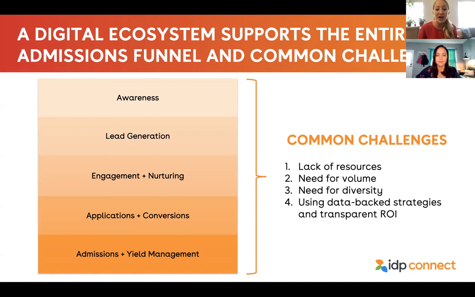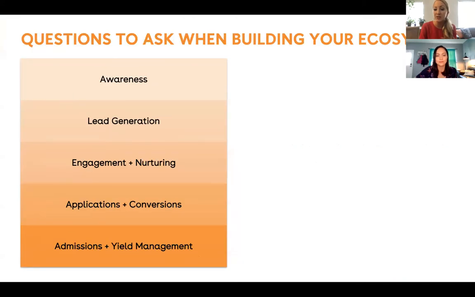So the ability to track everything you do is so critical so that you can keep your senior leadership informed and easily understand the ROI of your efforts. So in order to begin addressing these challenges and optimizing your digital ecosystem, there are several questions that you should ask yourself to evaluate which stage you need the most support.